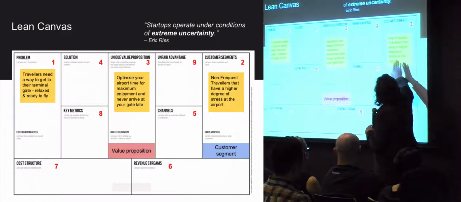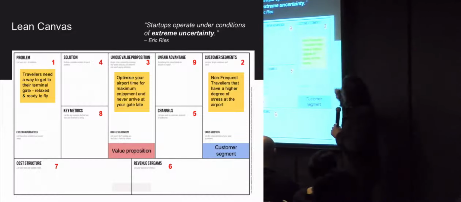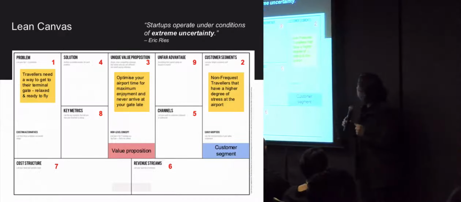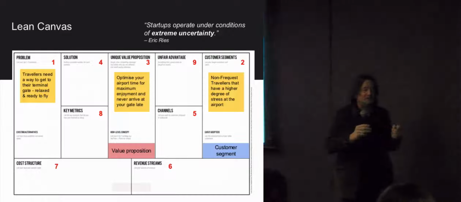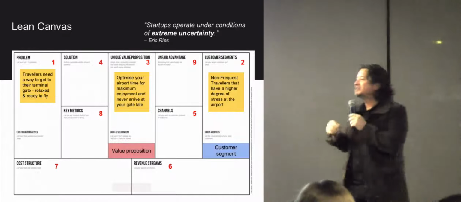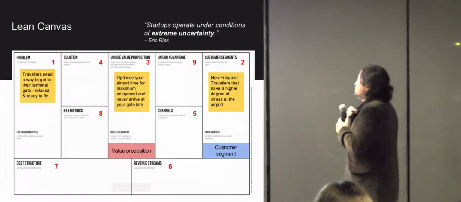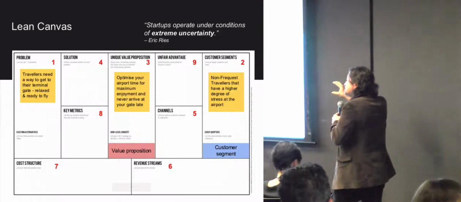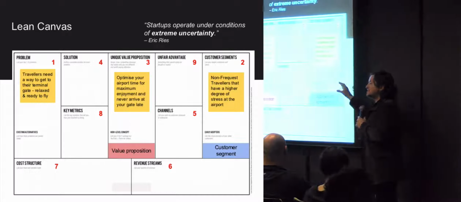Jump to number 2. Who are we targeting? Well, we're targeting non-frequent travellers that are kind of stressed out about getting to the airport because they haven't done it enough. So again, this is an assumption or a hypothesis at this stage.